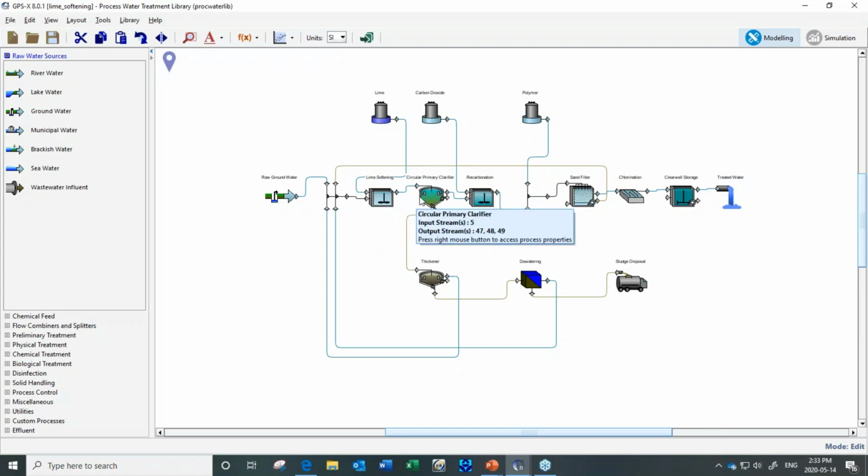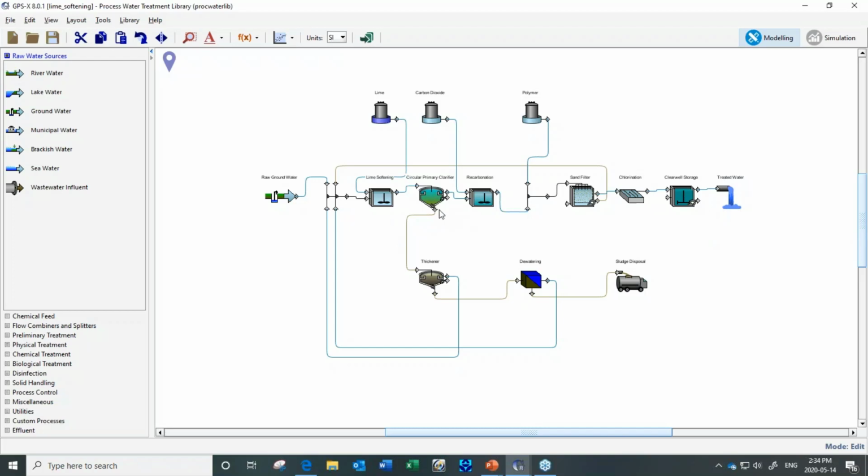You're removing, sometimes they are together. So this is called clarifier flocculator, or sometimes they are just together as one unit, but in GPSX you can model them as two. One is a reactive unit, the other one is a settler unit, a sedimentation unit. So you can model them together. The water that comes out goes to recarbonation, where you are adding carbon dioxide to reduce the pH of the system. And after that, it goes to the sand filtration, chlorination, and the clear water storage, and ultimately to the distribution.